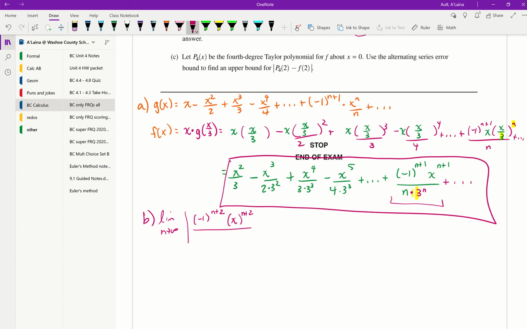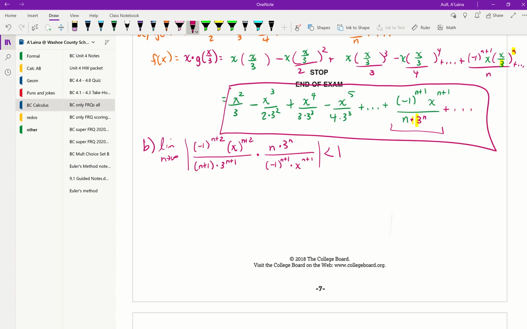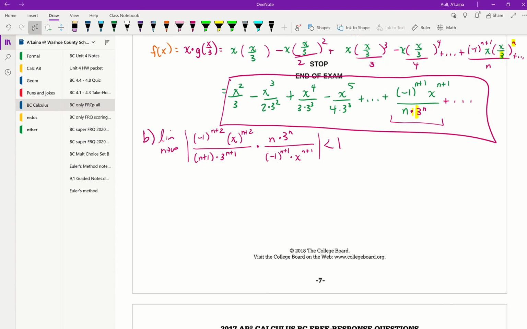And then instead of n, I have n plus 1, and then times 3 to the power of n plus 1. I'm going to divide this by the original general term by multiplying by its reciprocal. And then all of this is supposed to be less than 1 in order for this to converge. So from here, my absolute value tells me that these alternating signs of -1 now become insignificant. So I'm going to totally disregard those.